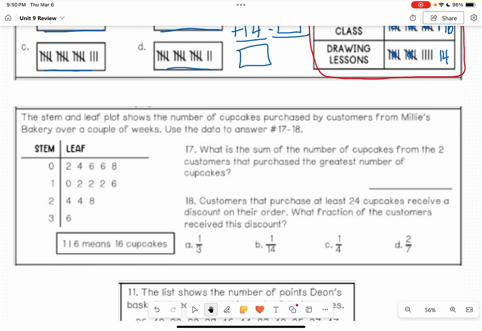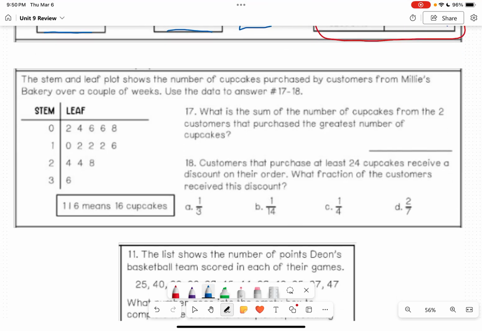All right, next problem. The stem and leaf plot shows the number of cupcakes purchased by customers from Millie's Bakery over a couple of weeks. Use the data to answer questions 17 through 18. So they give us a stem and leaf chart, and let's look at our key.